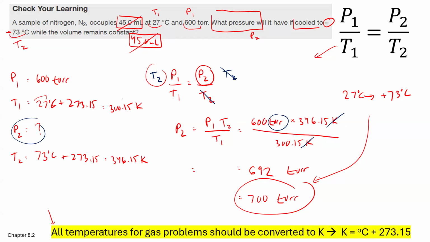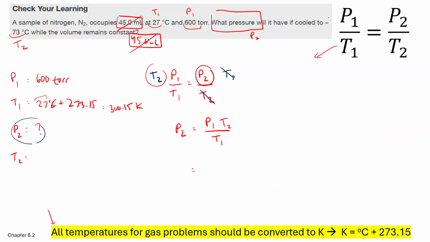So let's try it the way the book wanted us to with that negative sign, right? Let me just redo this part and put the negative over here so it's easy to see. So negative 73 degrees Celsius. All right, so let's do that now. Negative 73 degrees Celsius plus 273.15 is going to equal 200.15 Kelvin. Everything else is exactly the same.